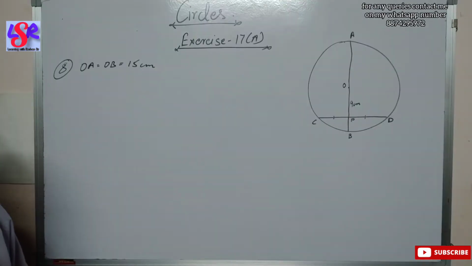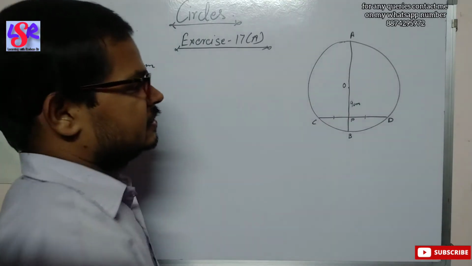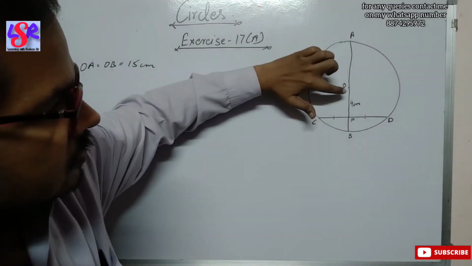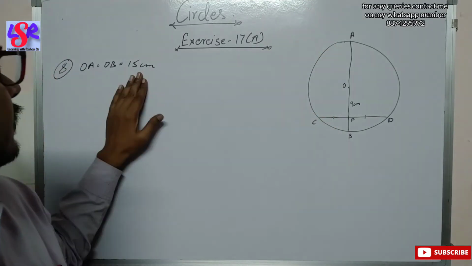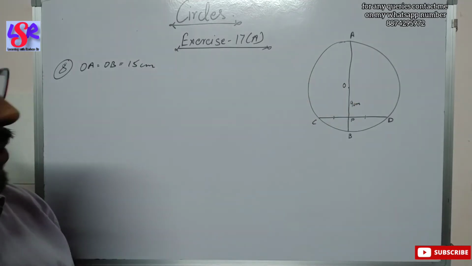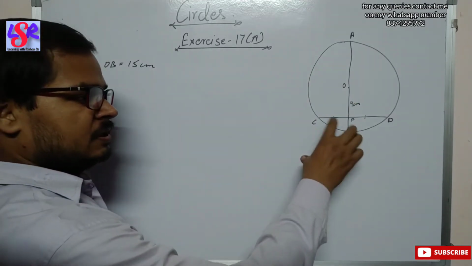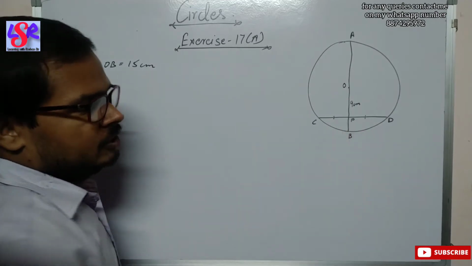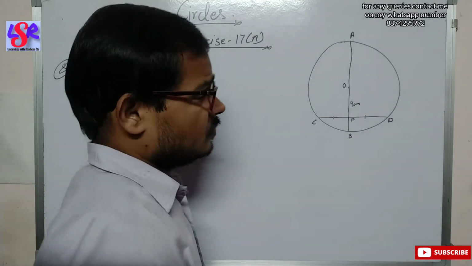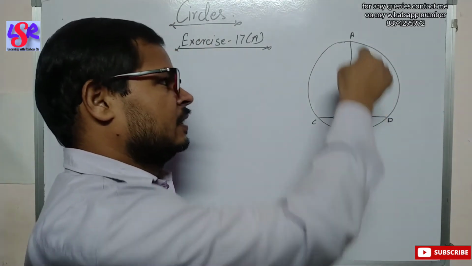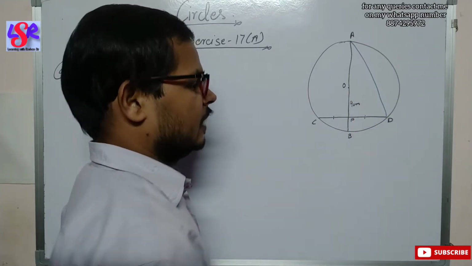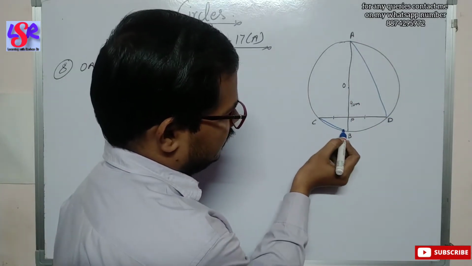Now here in question number 8 we have this figure in which CD is a chord and AB is a diameter in which OA equals OB is given to us as 15 centimeter. OP has been given as 9 centimeter and it has been given that this chord CD is bisected at the point P. This means CP equals DP. Now we have to find the length CD, AD that is this one, and also the CB that is this one.